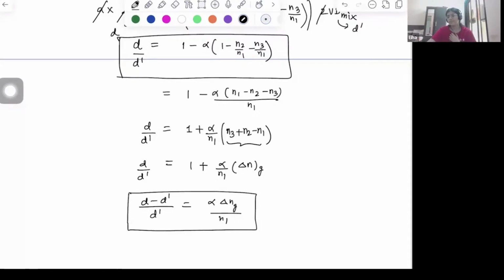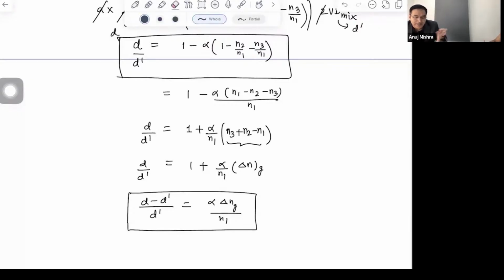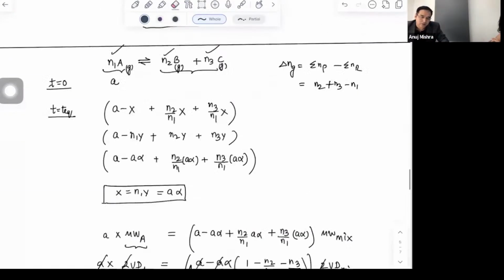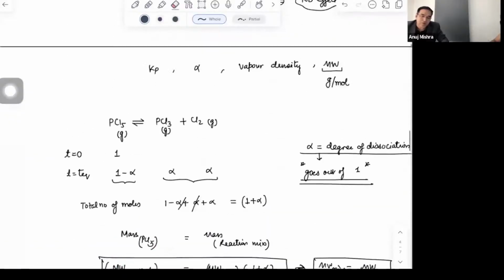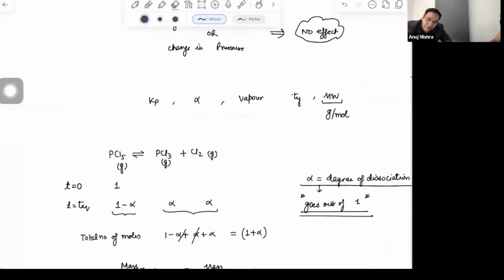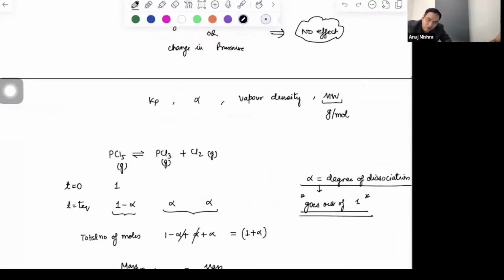Yes, sir. Any kind of graph, anything they ask, you should be able to solve now. Everybody fine? D by D prime versus something or anything. See, a question can be of any format, but if you know the result, you can always do it and get it. Fine? You know how to do equations. So this is all about vapor density and molecular weight discussion.